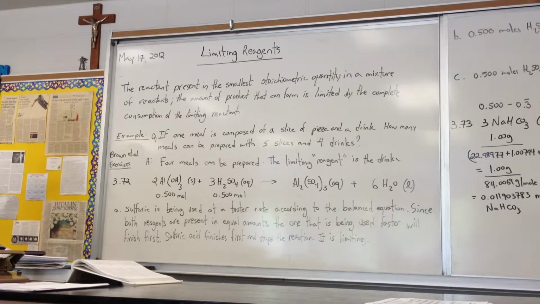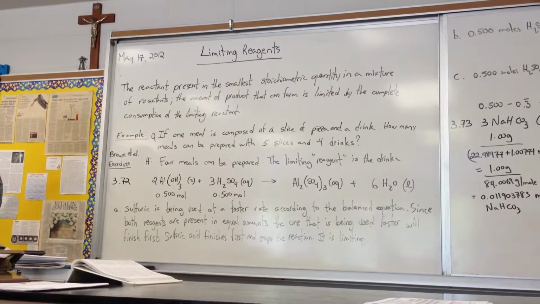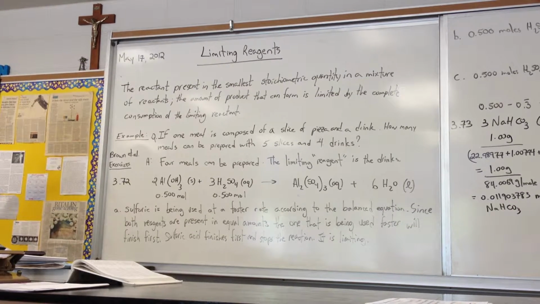So to make a simple example, if one meal is composed of a slice of pizza and a drink, how many meals can be prepared with 5 slices and 4 drinks? The answer is 4 meals can be prepared. The limiting reagent is the drinks. If you only have 4 drinks, you can only prepare 4 full meals with 1 drink each and 1 slice of pizza each.